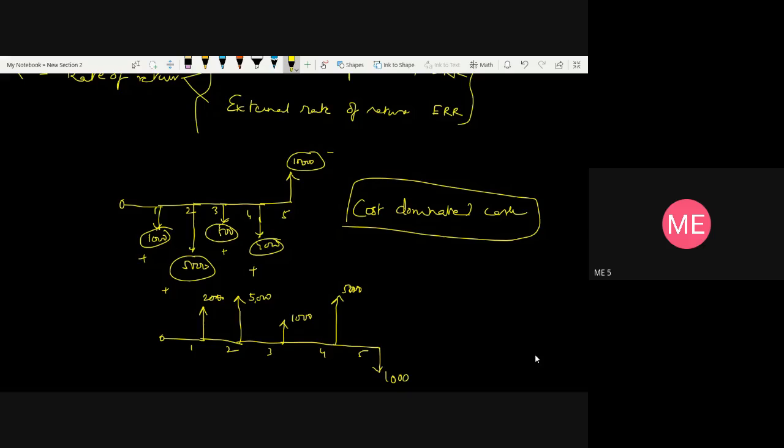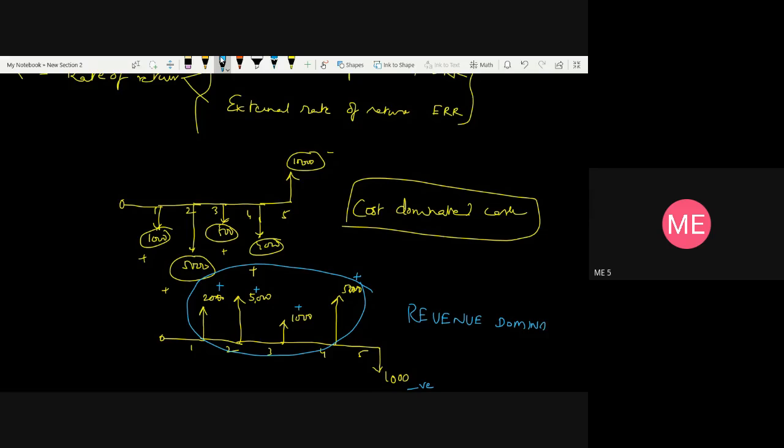Here, if you look at it, the most is dominated by revenue, so this is a revenue dominated cash flow diagram. In this case, all the revenues will be taken as positive while calculating the present worth of any alternative. All revenues have a positive sign, and whichever cost outflow or cash outflow is there will be taken with a negative sign. So this is for the revenue dominated cash flow diagram.